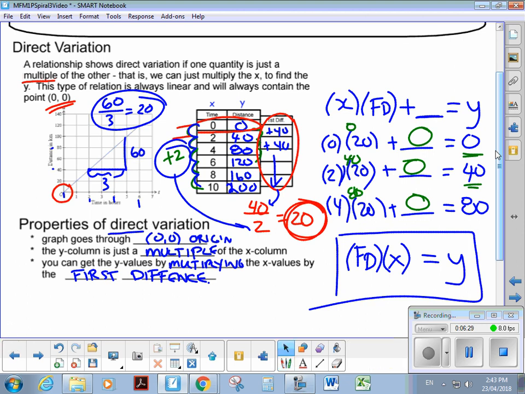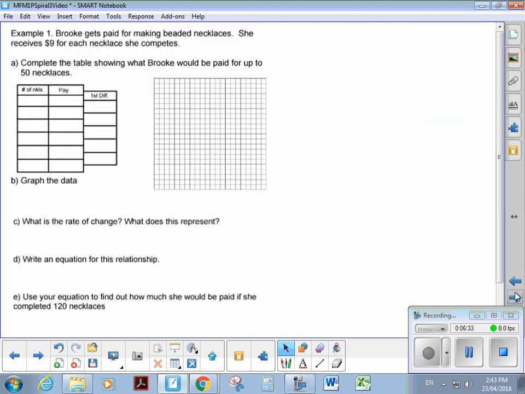All right. Okay, flipping over. I think we have an example to work through. Brooke gets paid for making beaded necklaces. She gets $9 for each necklace she completes. Complete the table showing what Brooke would be paid up to 50 necklaces. We're going to do this a little bit different here. I'm going to say if Brooke makes nothing, she gets paid nothing.